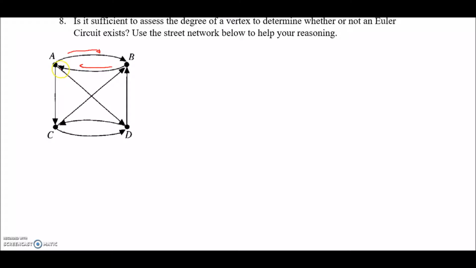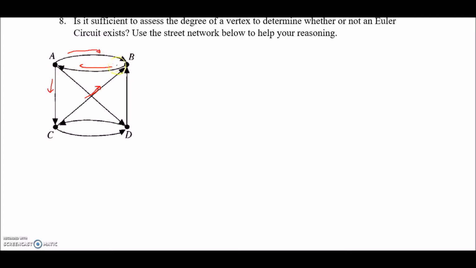And then I can go from A to C or A to D. Let me go A to C. From C, I have two options: I can go from C to D or C to B. However, what I notice about vertex B is that regardless of how I arrive at B, once I've arrived at B for a second time, I can no longer leave it without walking an edge that I've already walked.